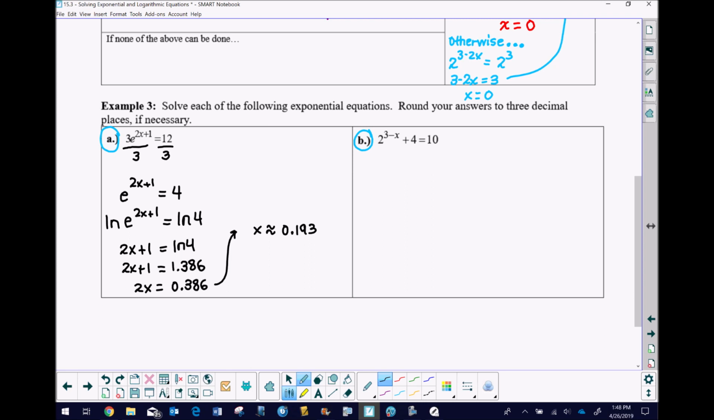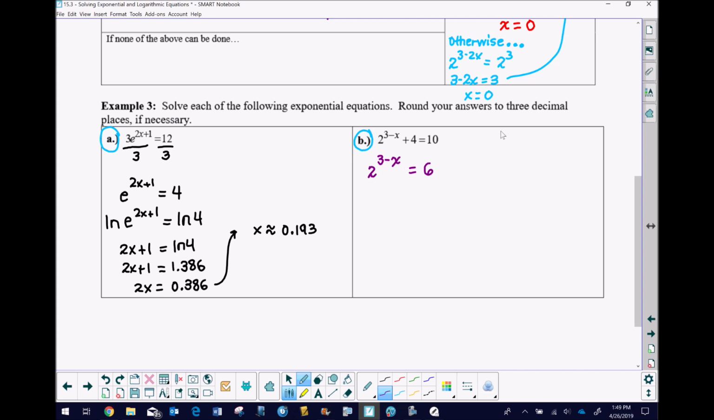All right, let's go to B. On this problem, to get at this x exponent, we're first of all going to have to subtract 4 from both sides. To do that, we'd end up getting a 6 on the right side. Now, if you look at this, you're not going to be able to change the base. 2 and 6 are not very cooperative with each other. So what we're going to have to do is use some kind of a logarithm.